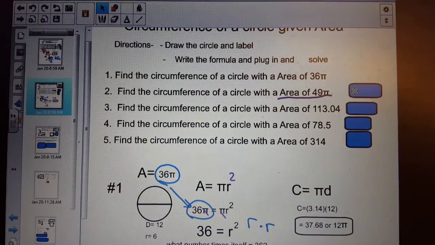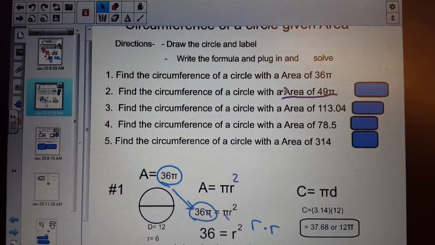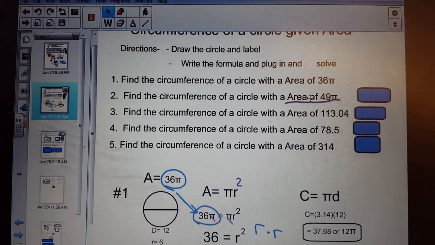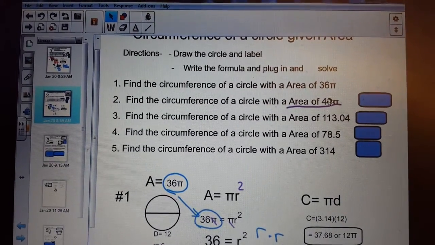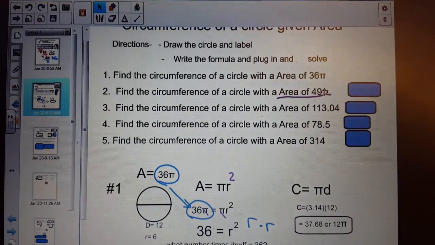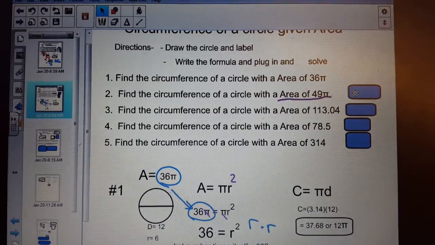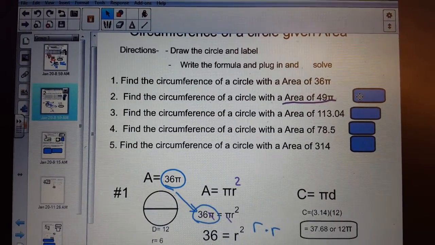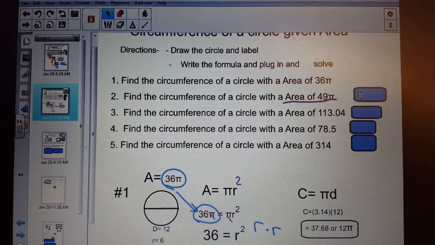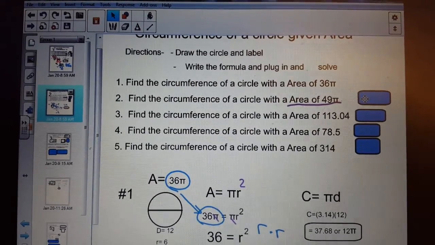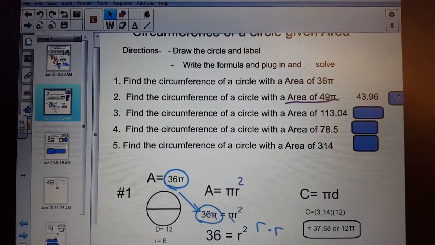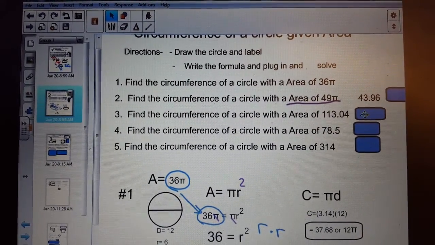For the other questions, find the circumference of the circle with the area 49 pi, cancel out the pi, and you find out that the radius is 7. Therefore, the diameter is 14. You plug it in, and you get 43.96.